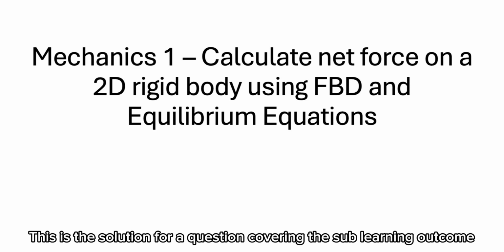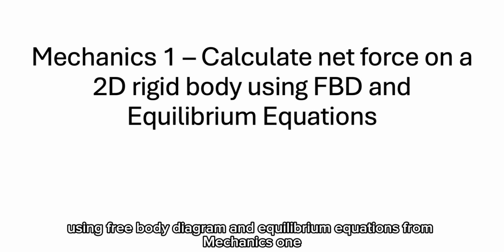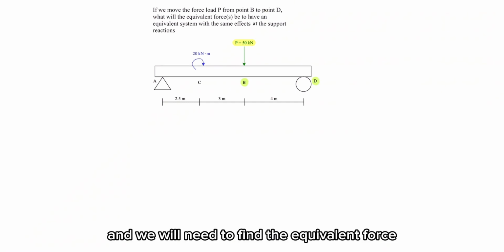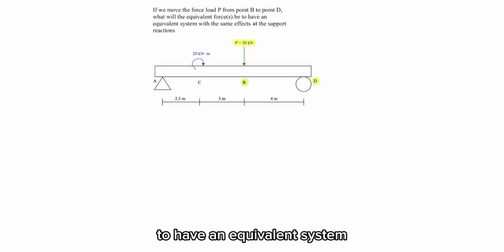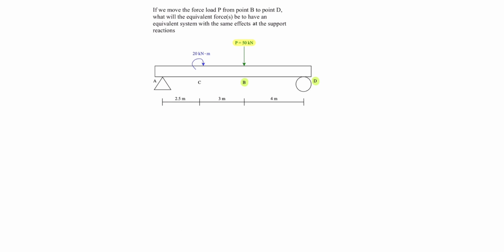This is the solution for a question covering the sublearning outcome: Calculate net force on a 2D rigid body using free body diagram and equilibrium equation from Mechanics 1. In this question, we will move the force load P from point B to point D, and we will need to find the equivalent force to have an equivalent system with the same effect as the support reaction.